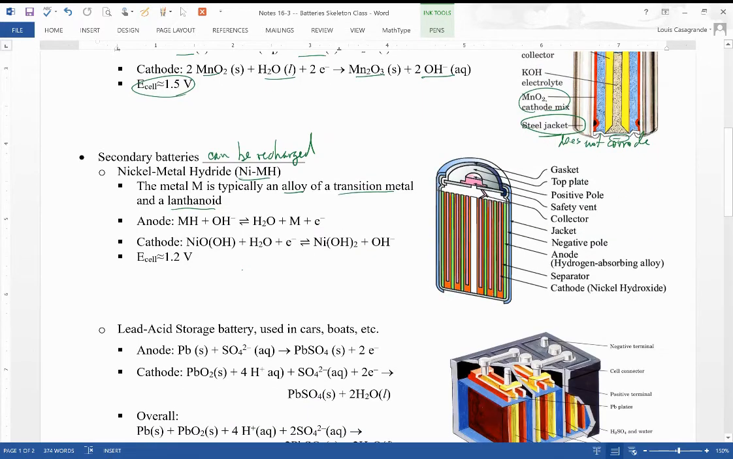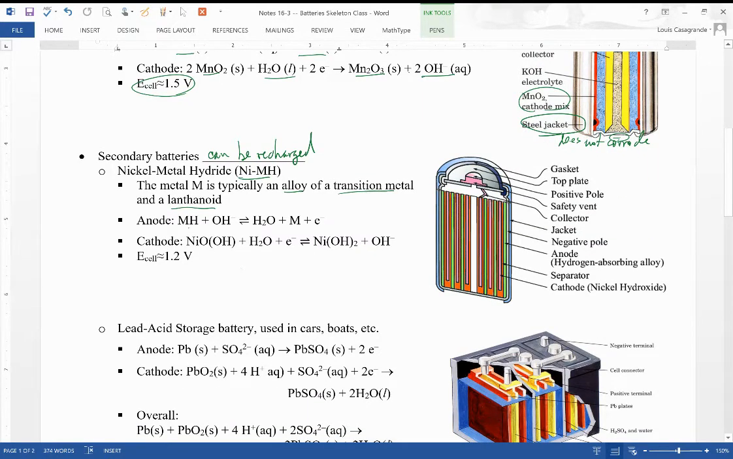Now, in this case, the anode is going to be the metal hydride. When I'm talking about a hydride, the oxidation number of the hydrogen is a -1. And so that's going to give the metal a positive charge, because the metal is lower in electronegativity. Now the hydrogen has a higher electronegativity. It's going to pull the electrons away from the metal and make the metal hydride. So that's going to be the anode.